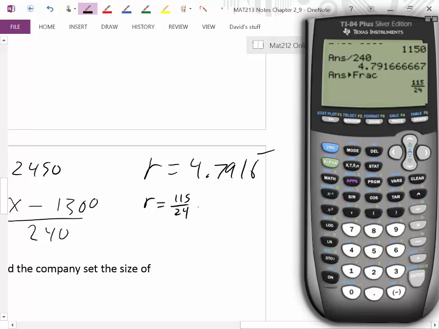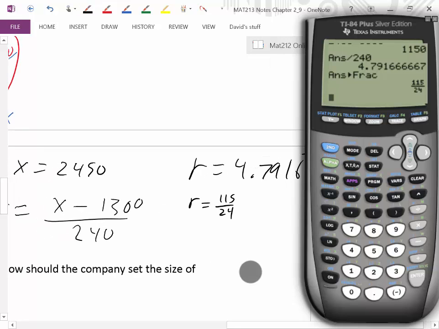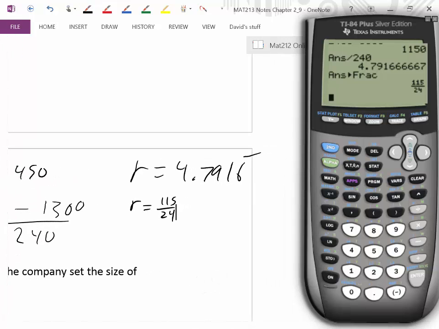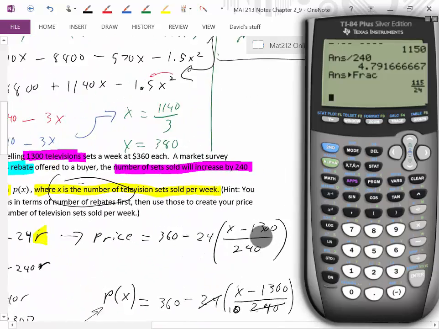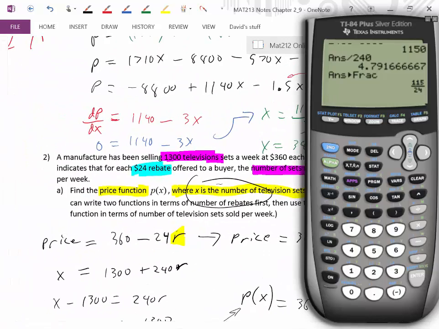So remember, what this means is the number of rebates that we should be offering, not the actual amount of the rebate. So what this is saying to me is it's 4.79166666 rebates. Well, remember how the problem was defined in the very beginning. When we talked about the rebates, it was for each $24 rebate.